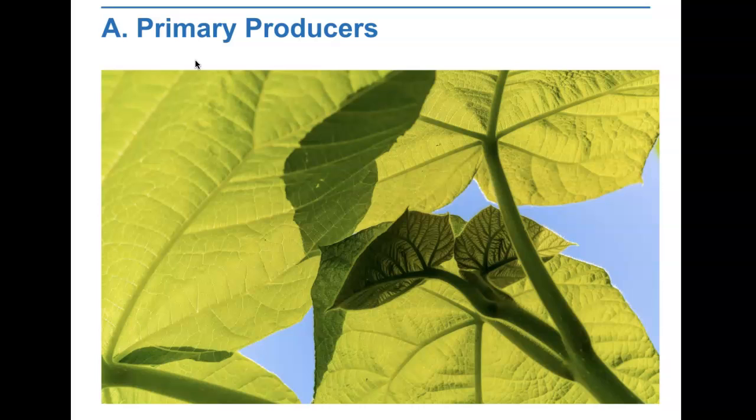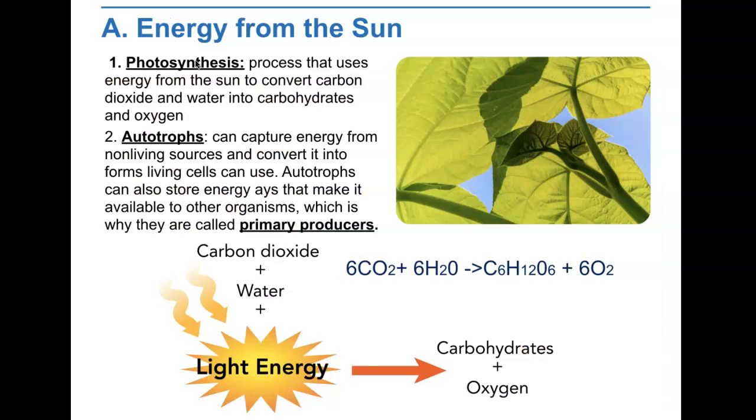Primary producers. No organisms can create energy, but organisms called autotrophs can capture energy from non-living sources and convert it into forms living cells can use. Autotrophs also store energy in ways that make it available to other organisms, which is why they are called primary producers. Primary producers are also the first producers of energy-rich compounds that can be used later by other organisms. All life depends on one or another kind of primary producer.